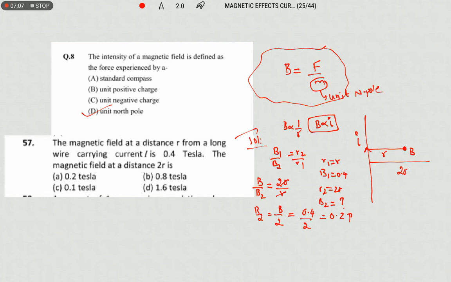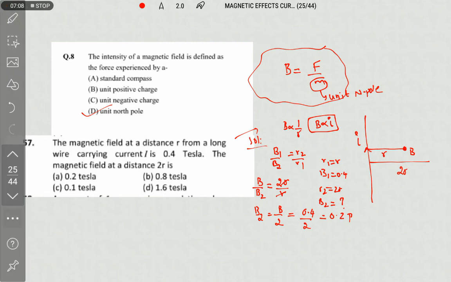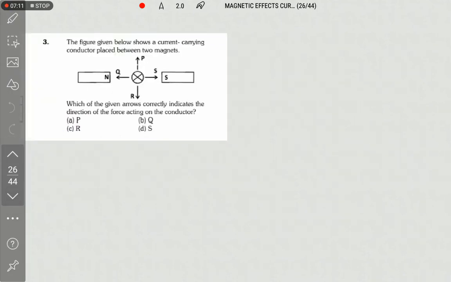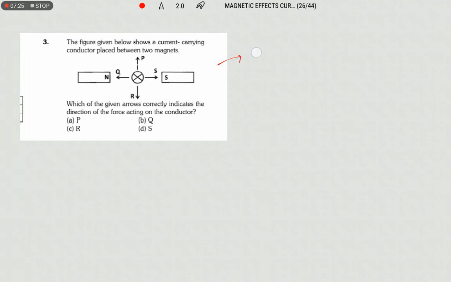So, based on the Ampere circuit law, let us see the next one. The figure given below shows a current carrying conductor placed between two magnets. Which of the following arrows indicates the direction of the force acting on the conductor? So again we need to approach with Fleming's left hand rule.